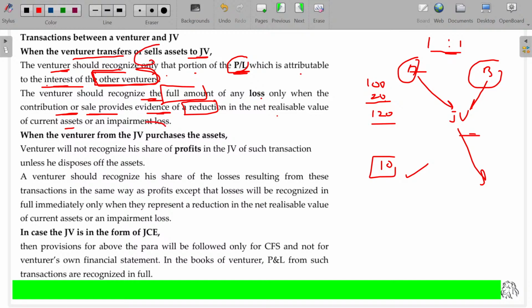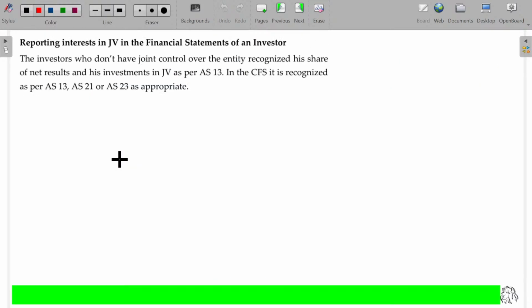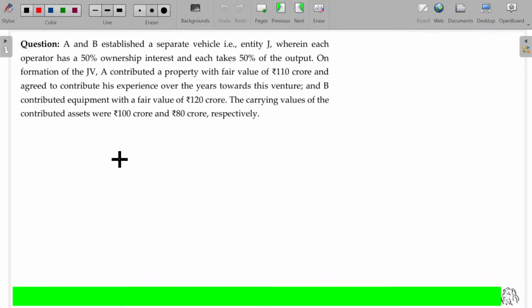So what about sales? This is a reverse case, the purchase case. So the rest of the things are similar. Okay, so we'll try to solve one illustration for this purpose.